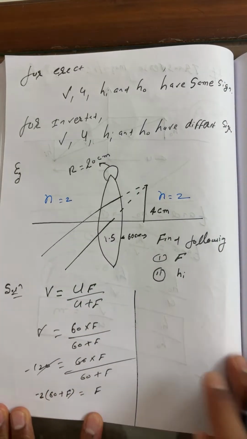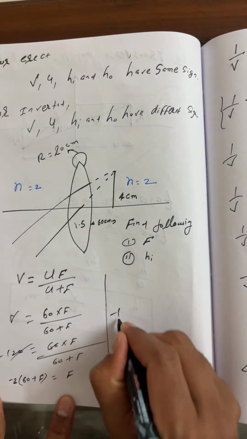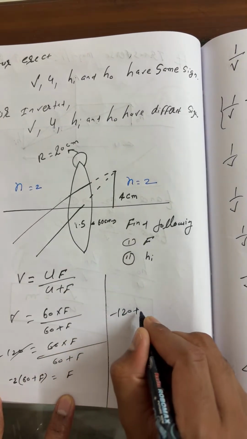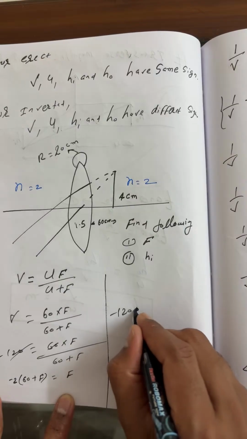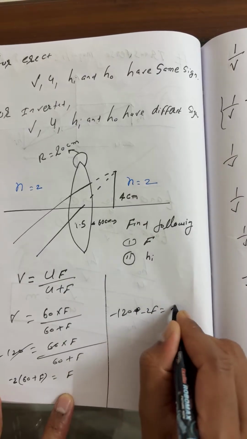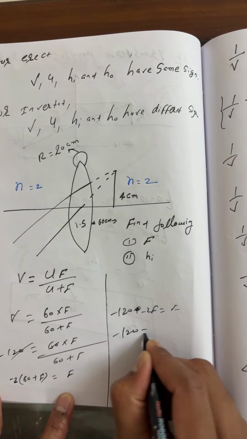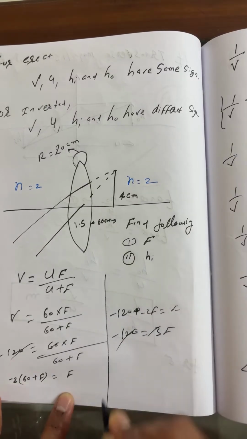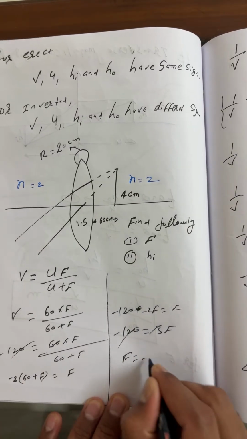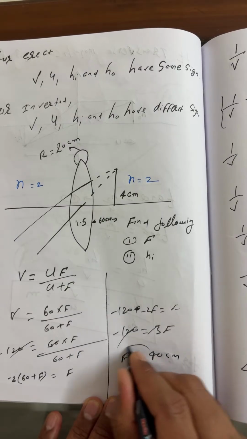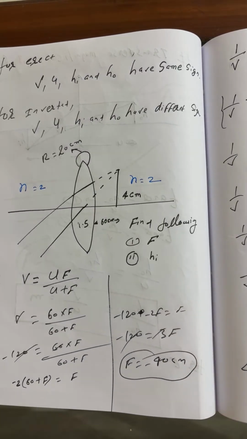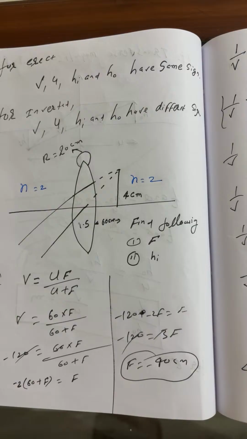It can be simply calculated further. Minus 120 and this is minus 2f. It's equal to f only here. So minus 120 is equal to 3f, the 3s cancel. So f you will get is minus 40 centimeter.